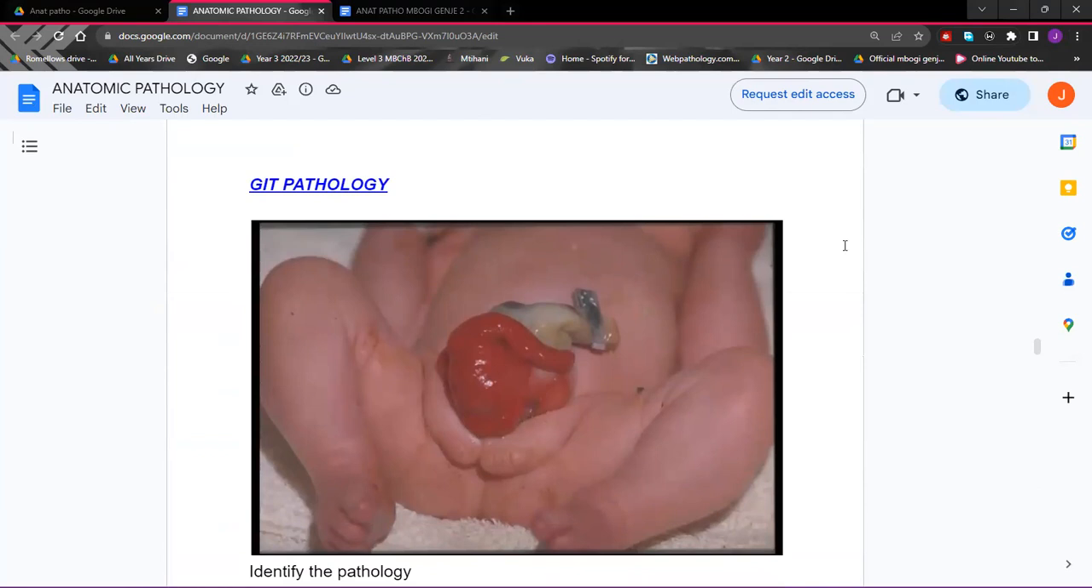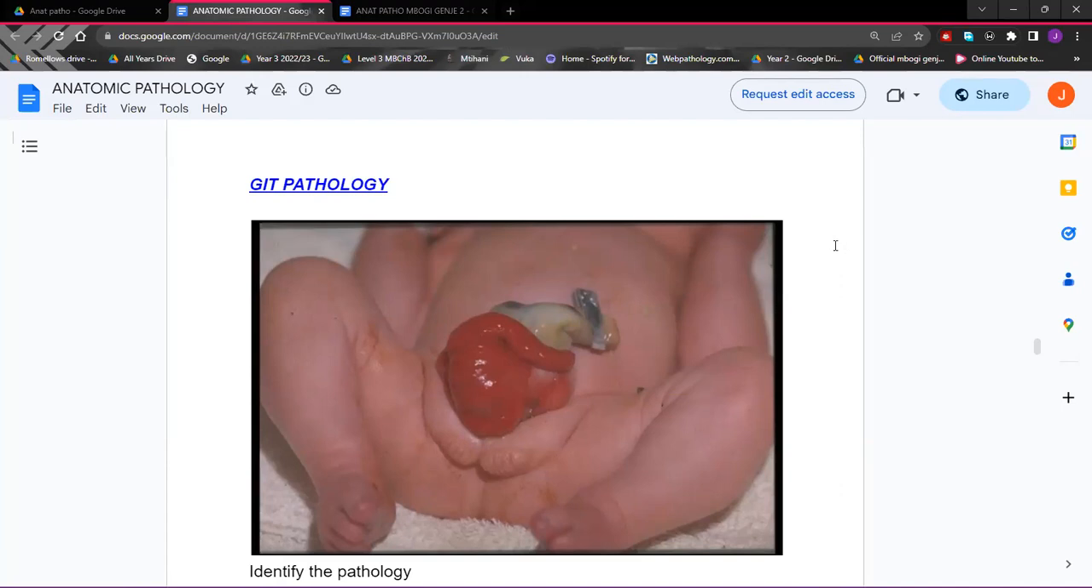What do we think this pathology could be? And maybe while you are at it, someone or a couple of us can put the gross morphological features that we can see. Someone says gastroschisis. A lot of responses saying gastroschisis. Now, for us, we're going with gastroschisis.